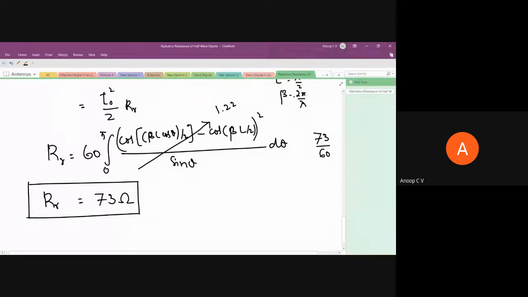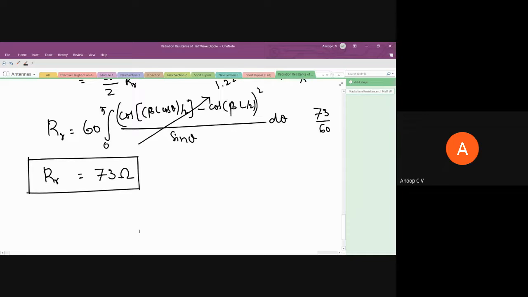This is the radiation resistance of a half wave dipole, an antenna which is of very high practical importance. So RR is 73 ohm. But as I told, in practice this radiation resistance is not purely resistive, because the terminal impedance of this antenna will also include some inductive reactance.